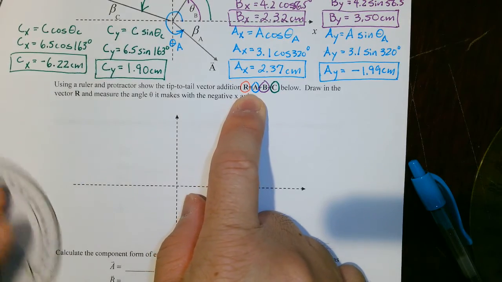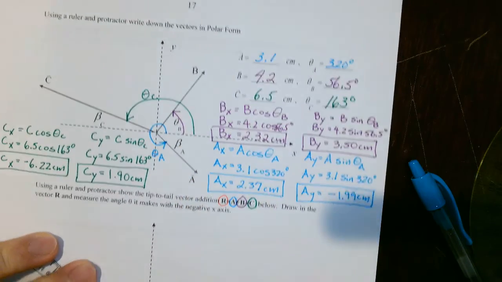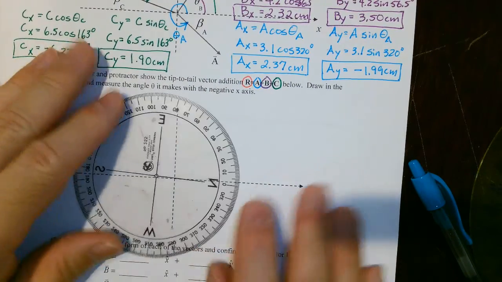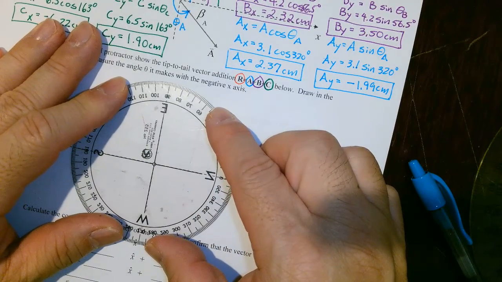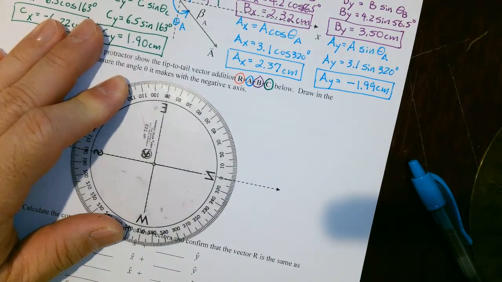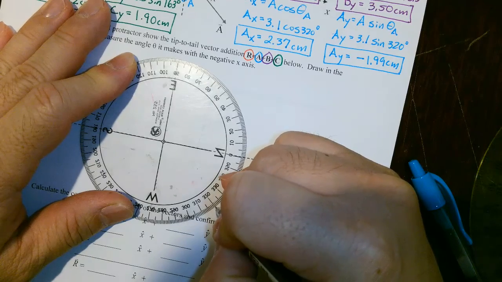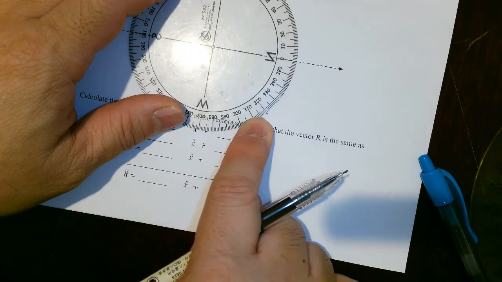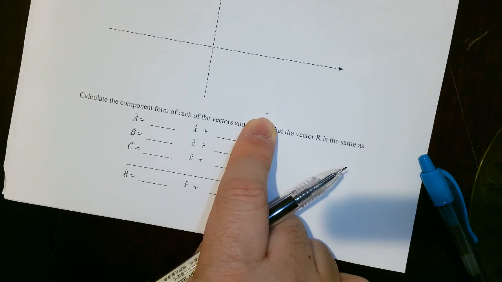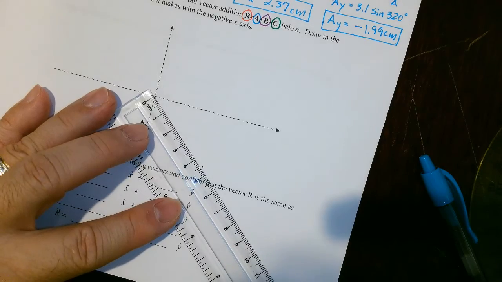Now A vector is 3.1 centimeters long at 320 degrees. So first thing I should do is measure out the angle of 320 degrees. The direction is necessary. So 320 degrees is right here. I don't know if you can see that. Once you measure out that angle, you need to draw your vector A 3.1 centimeters along that direction.